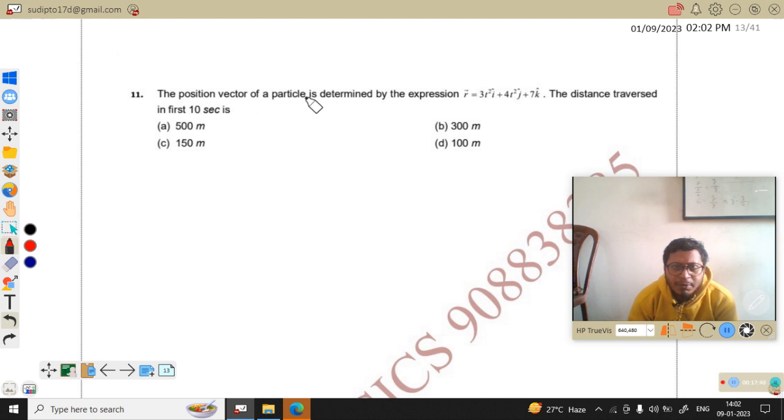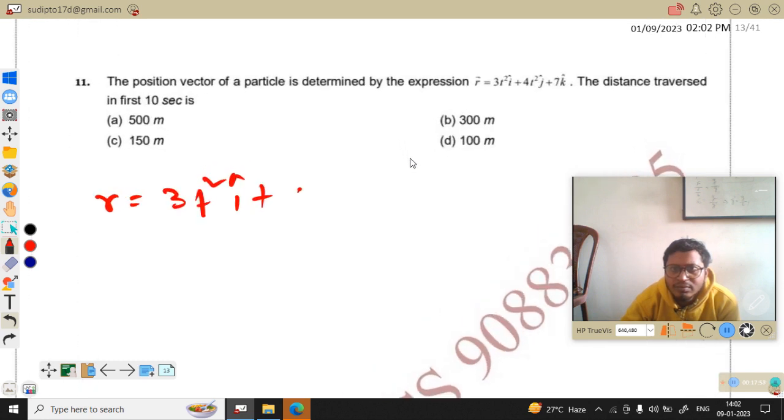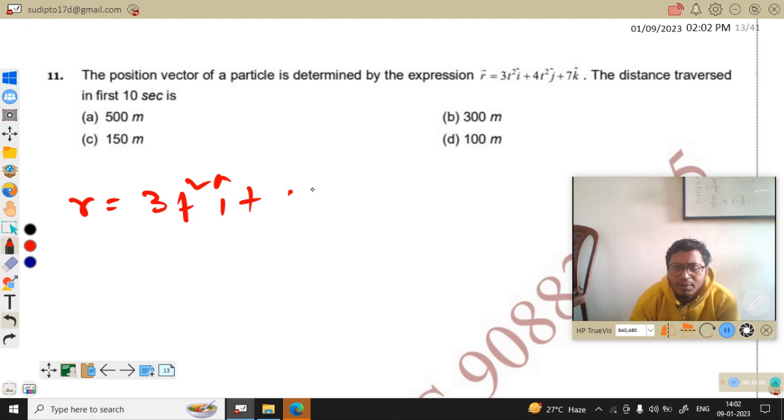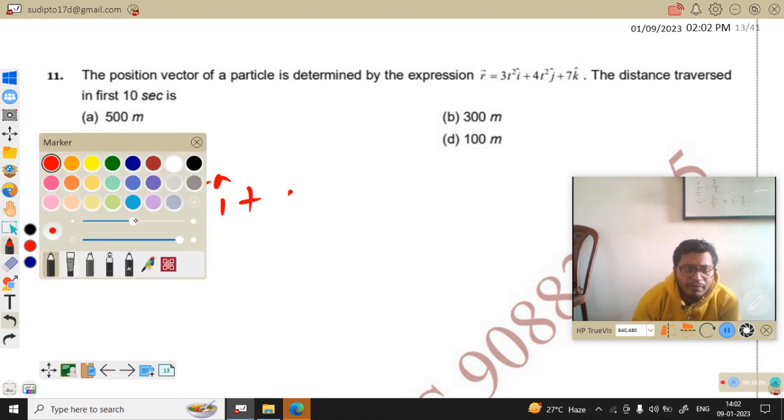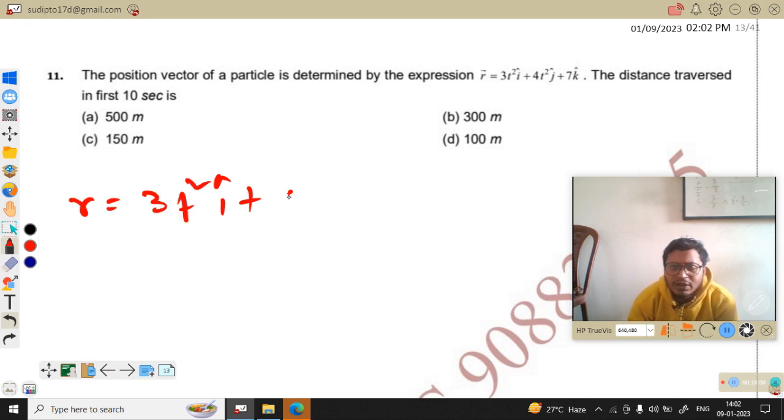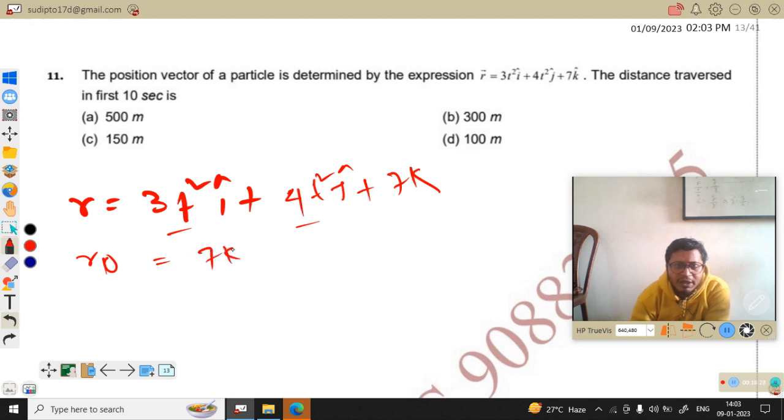The position vector of a particle is determined by this, find the distance traveled in the first 10 seconds. So R is given as 3t square i cap plus 4t square j cap plus 7k cap. Let R0 be the position when the time is 0. Then the t components are omitted, so it will be only 7k cap.